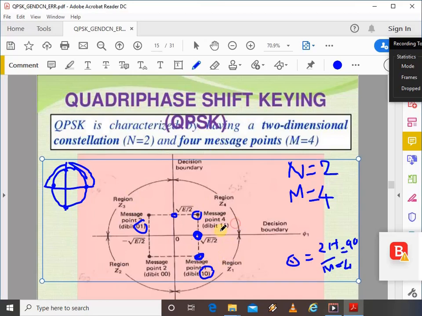Suppose we transmit the message, the dibit 11. If you calculate the area of probability, the dibit 11 may fall in region Z1. If it falls in region Z3, it is an error, because the decision will be made in favor of dibit 01. If the dibit 11 falls in region Z1, the decision will be taken in favor of dibit 10. If the dibit 11 falls in region Z2, the decision will be taken in favor of dibit 00.